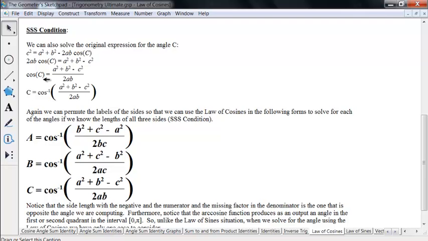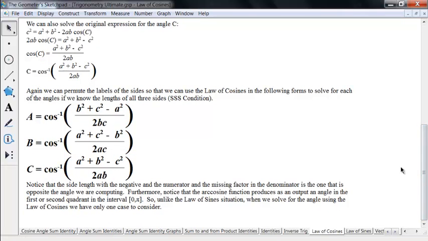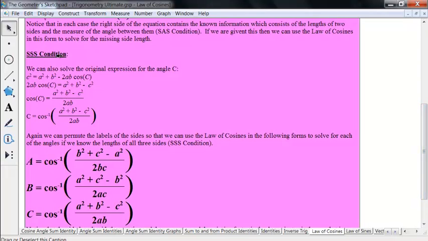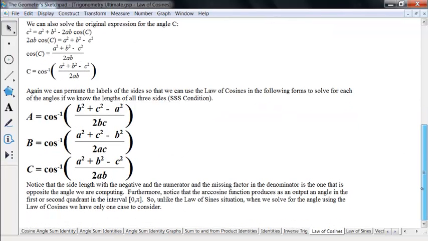Once again, we can switch the letters around if we want, permute the letters. So this allows us basically to solve for any angle if we have all three sides. So notice on the right side, in all three versions of this, we have to know all three side lengths, but you can use this then to find the three angles. And so this is to be used then when we have the side condition.